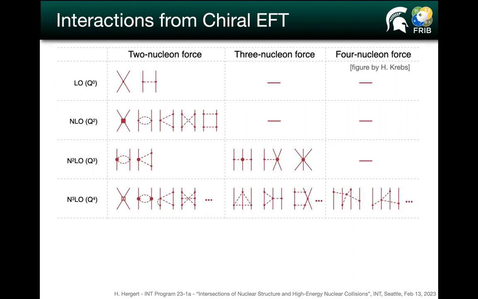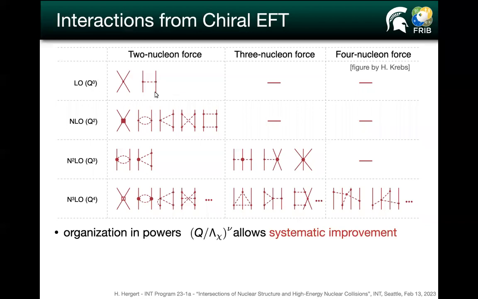And as you can see, we can organize the diagrams of specific processes in powers of some momentum scale over the breakdown scale of the theory, which is typically associated with the first degree of freedom that you don't include. So that would be the rho meson mass, 700 MeV or so. There are now sophisticated Bayesian analyses of how the chiral EFT actually performs that suggest that the breakdown scale is a bit lower than that, so maybe 500 MeV.